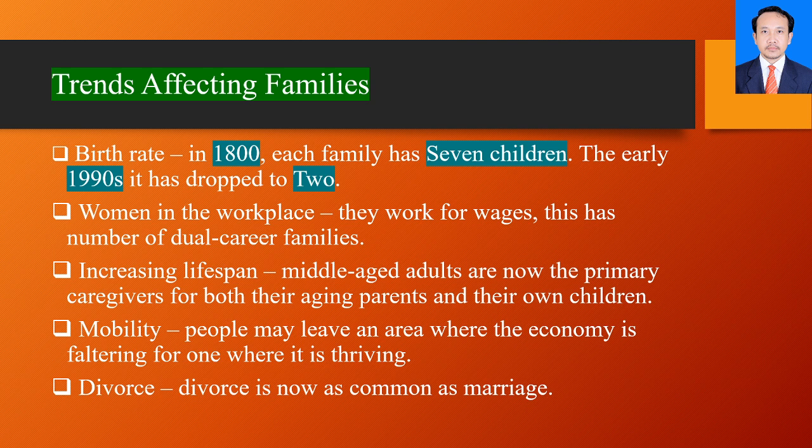Mobility. People may leave an area where the economy is faltering for one where it is thriving. And the last one, divorce. Divorce is now as common as marriage. We can say that in the present day, a lot of couples or spouses choose to divorce because they do not have a good relationship with each other in the family. Okay, this is divorce, now as common as marriage.